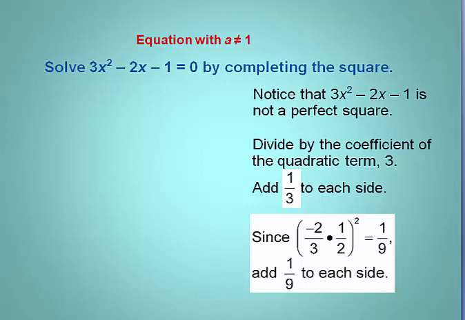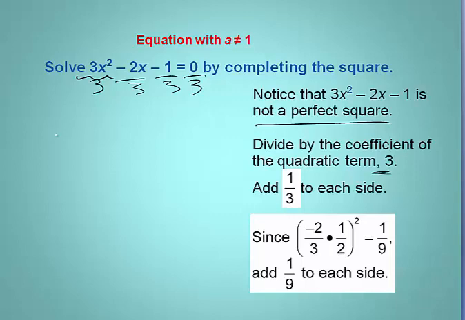Now, things get a little bit more complicated when the coefficient is not a 1. So first of all, we don't have a perfect square. So we need to first change the equation by making that a value have a coefficient of 1. And what we want to do is divide everything by 3. And as long as we do it to every single term, we're okay.